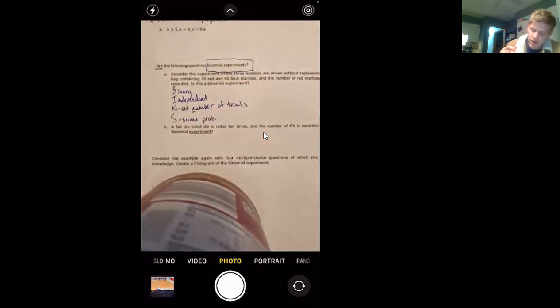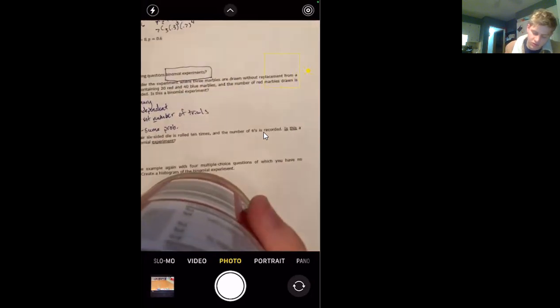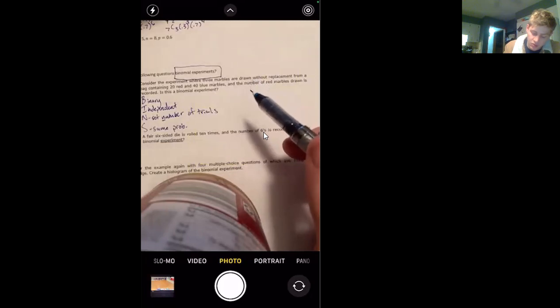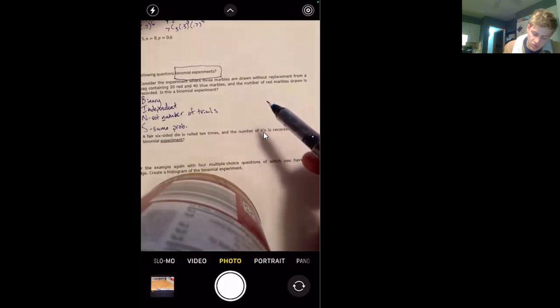Consider the experiment where 3 marbles are drawn without replacement from a bag of 20 red and 40 blue marbles, and the number of red marbles drawn is recorded.